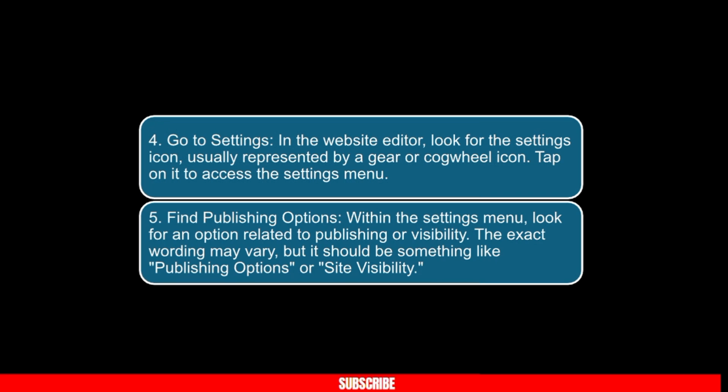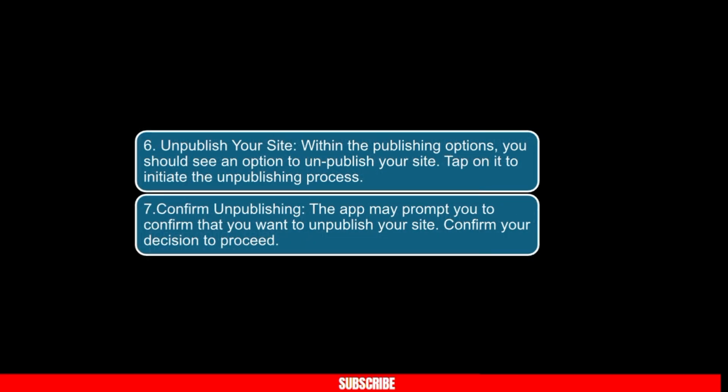Find publishing options within the settings menu. Look for an option related to publishing or visibility. The exact wording may vary, but it should be something like publishing options or site visibility.